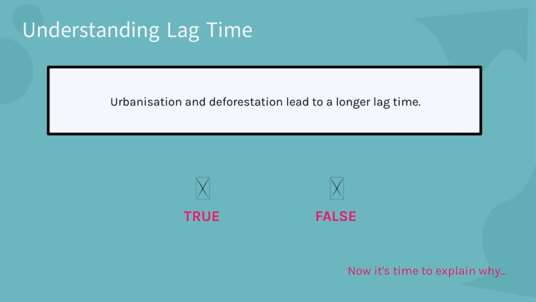Now let's test that understanding. The statement says, urbanization and deforestation lead to a longer lag time. Is that true or false? Take a moment to think. Remember, lag time is the delay between peak rainfall and peak discharge. So ask yourself, do urbanization and deforestation slow water down, or do they speed water up? Urbanization creates impermeable surfaces and drains that move water quickly to rivers. Deforestation removes trees, reducing interception and infiltration. So what happens to lag time?